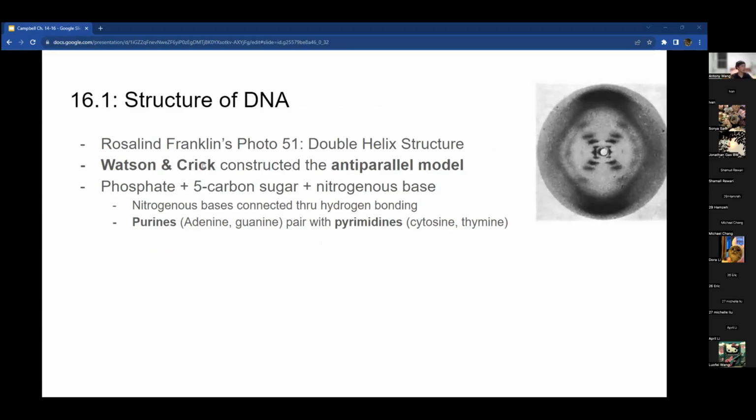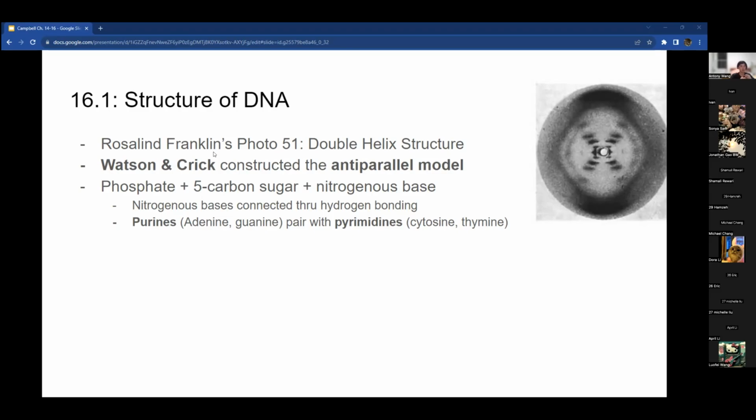Watson and Crick basically didn't credit Franklin, but she was a big discoverer in DNA. Her work supplied the photo for this, which allowed Watson and Crick to deduce that DNA is antiparallel. The backbone of DNA is phosphate and a 5-carbon sugar in a repeating chain, and attached to the sugar are nitrogenous bases.